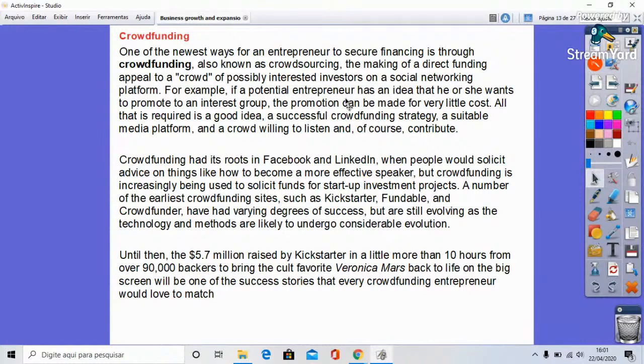If a potential entrepreneur has an idea that he or she wants to promote to an interest group, that promotion can be made for very little cost because you're using what? Social networking. All that is required from the person is a good idea and a successful crowdfunding strategy. A person needs a strategy, a suitable media platform for advertisement, and a crowd willing to listen and to contribute.